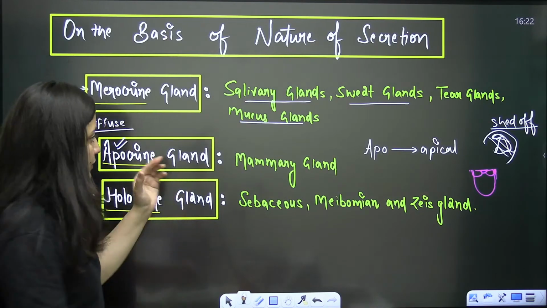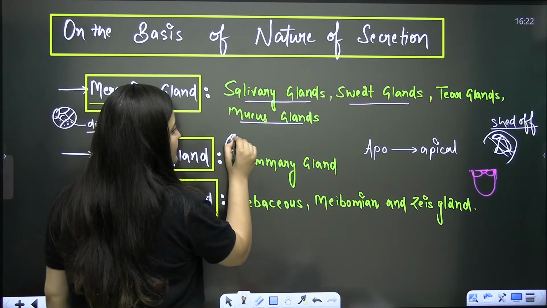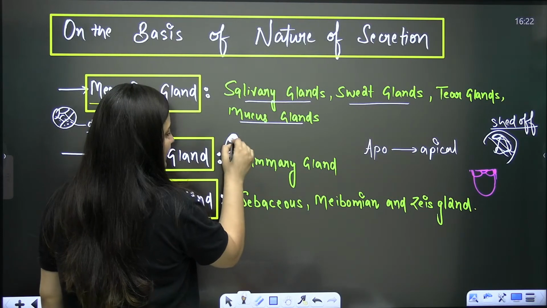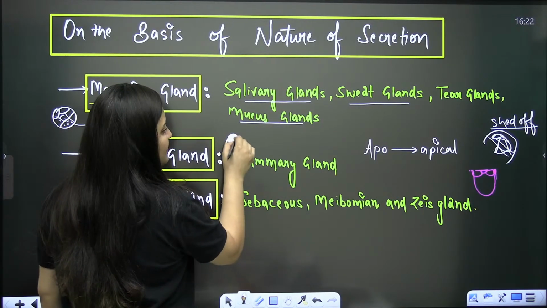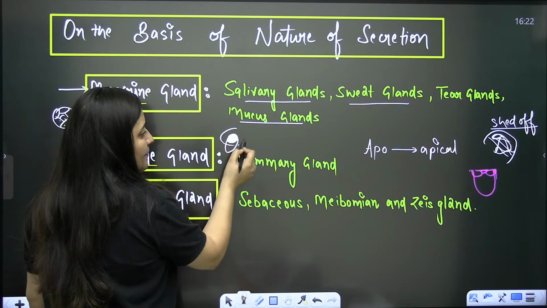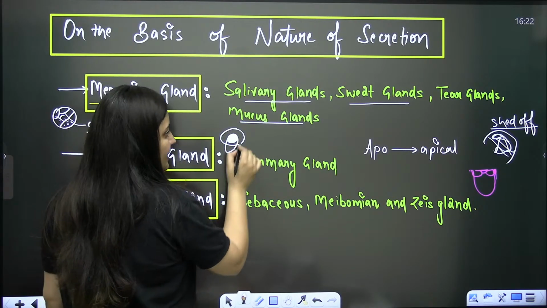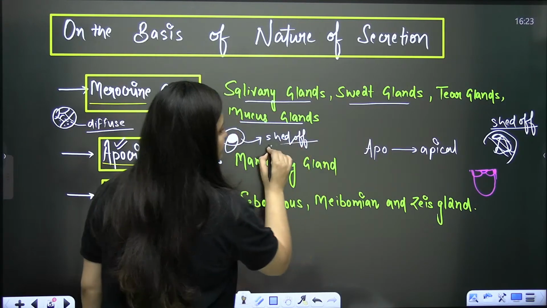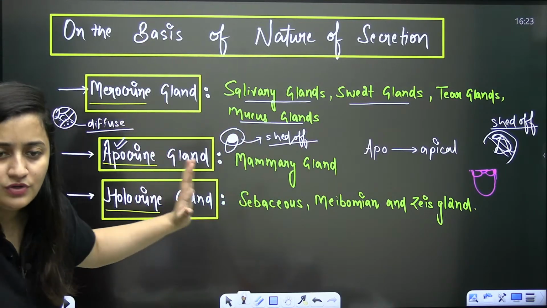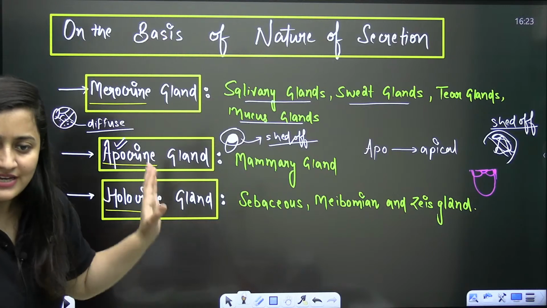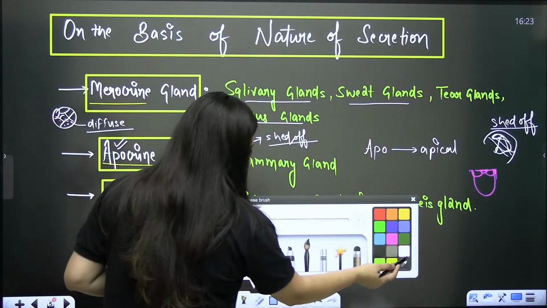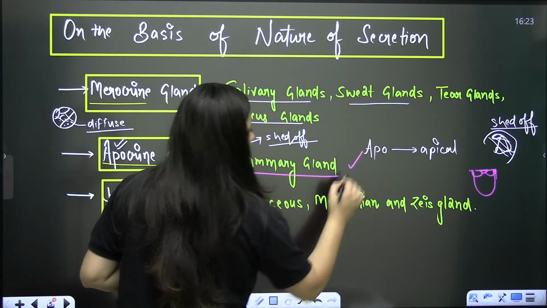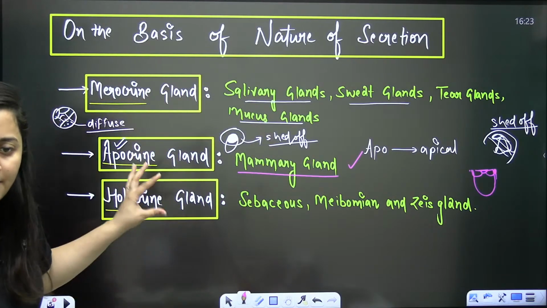So I'm repeating this again. What is going to happen on the top of this apocrine gland? On the top of this apocrine gland, the chemical substance will get aggregated here, and then it will shed off along with the secretory substance. So that is how it is going to secrete something. Clear? So the best example here is the mammary gland.